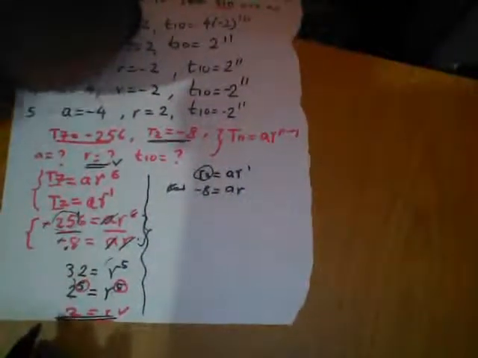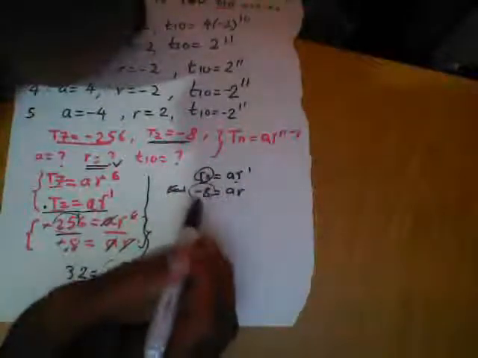So now you want to get the value of A. I could use term 2, which is A R. What is term 2? Negative 8 equals A R. But I know my R equals 2. So negative 8 equals A times 2. I want to get A, so divide by 2, 2 divided by 2 cancels, so my A equals negative 4. So I have my R equal to 2 and A equal to negative 4.